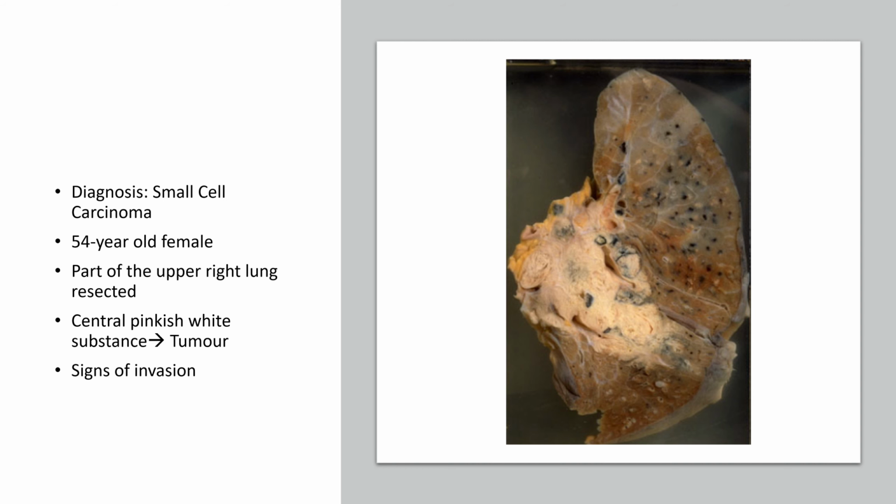Finally, we will be looking at a sample of a small cell carcinoma. Looking at the image below, let's start by orientating ourselves. In front of us, we have the right lung, of a 54-year-old female whose part of the upper part of the lung is resected to show us the interior of the lung.